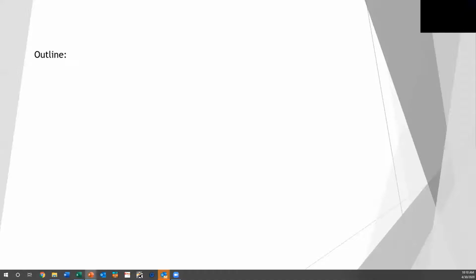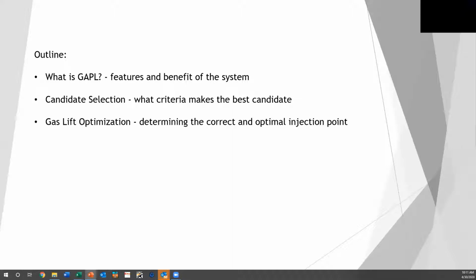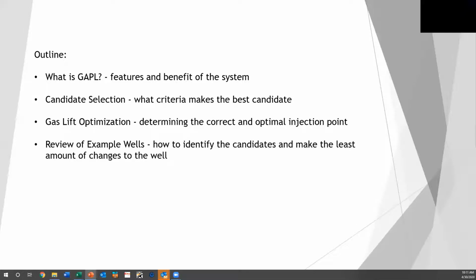So we will cover today what is gas assisted plunger lift. We'll take a look at the benefits of the system. We'll look at candidate selection. We'll talk about all the things that we need to look at to ensure that we've picked the proper candidates that have the best chance of success in increasing production while lowering your operating costs. We'll look at gas lift operations or optimization, because that's where it all starts. We've got to be able to optimize our gas lift system to make sure that everything is nice and efficient before we try implementing our GAPL system.